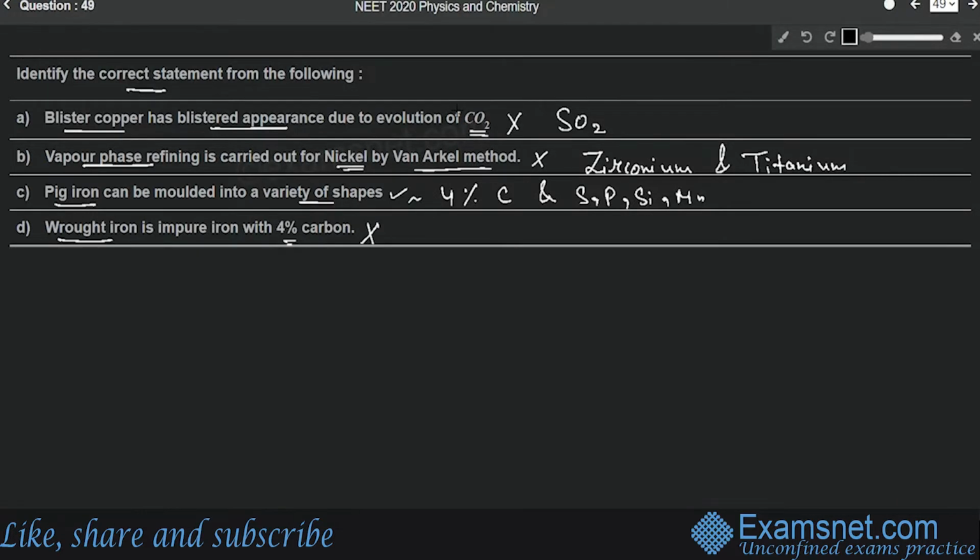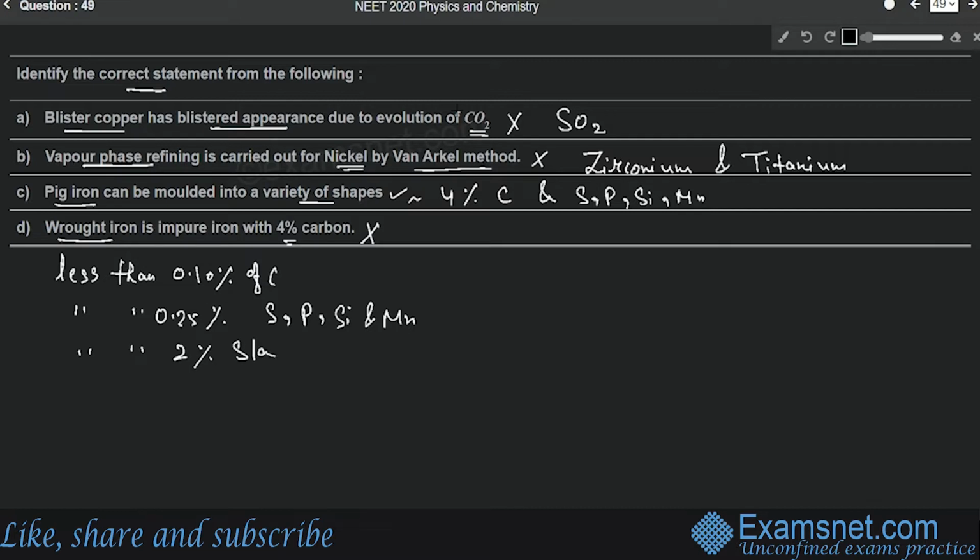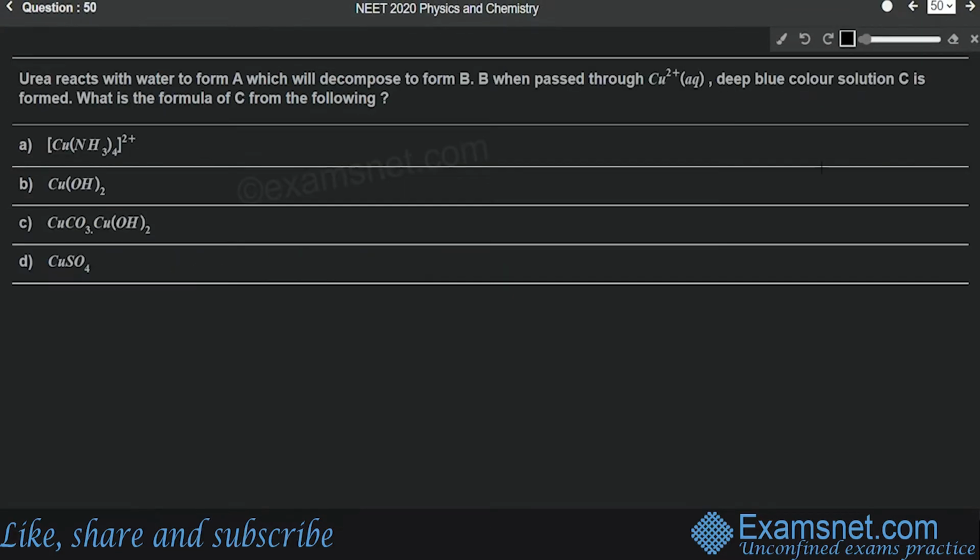It does not contain 4% carbon. It consists of only less than 0.10% of carbon. And what else does it contain? It contains less than 0.25% of impurities of total sulfur, phosphorus, silicon and manganese. Also, it consists of less than 2% slag by weight. So I hope you understood this question.